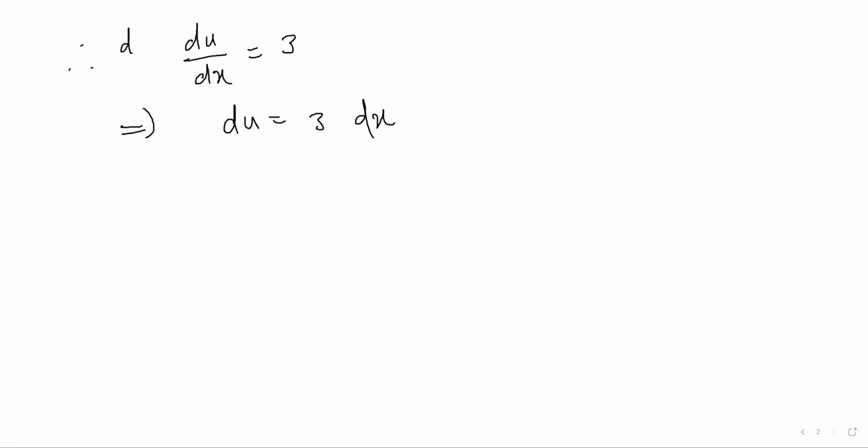And then after we do that, we divide both sides by 3, and that gives us 1 over 3 du is equal to dx. So now we've made dx the subject of the formula. So dx is equal to a third du.